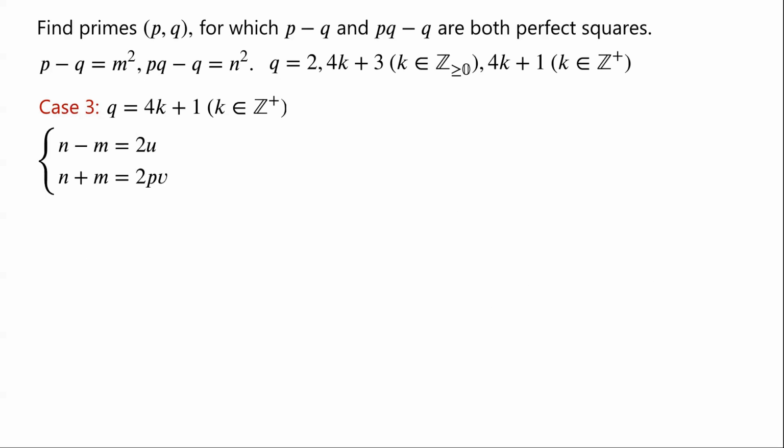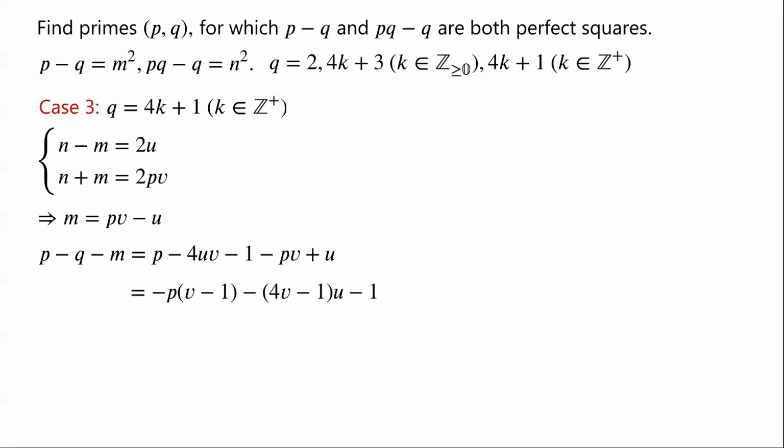For n minus m equals 2u and n plus m equals 2pv, we have m equals pv minus u. Then p minus q minus m equals p minus 4uv minus 1 minus pv plus u, which can be written as negative p times (v minus 1) minus 4(v minus 1) times (u minus 1), which is less than 0, as u and v are positive integers. This implies that p minus q is less than m.